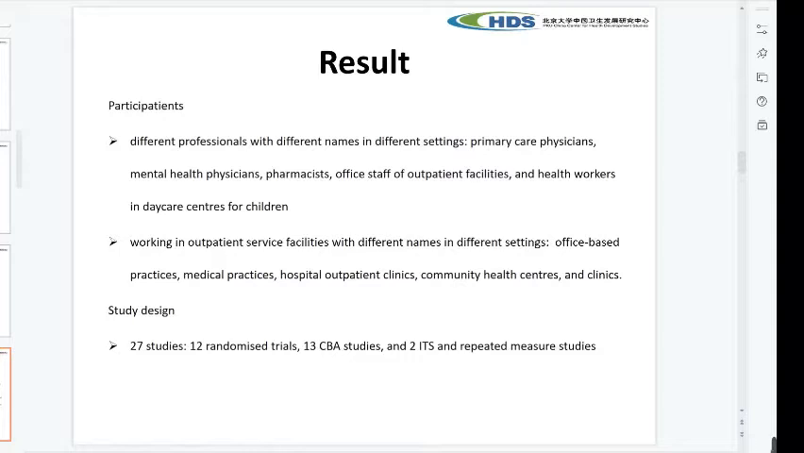When we described the participants of the included studies, we found that the names of the health professionals in outpatient settings are different in different settings. There are primary care physicians, mental health physicians, pharmacists, and other health workers. And the outpatient service facilities, their features and characteristics, are also different in different settings. Usually there are two big categories. One is independently operated clinics. Another one is the outpatient department in the hospital.